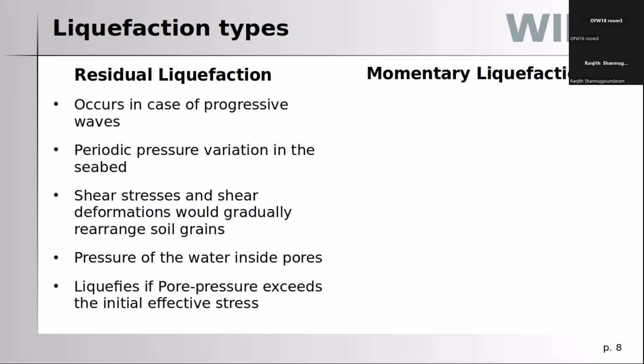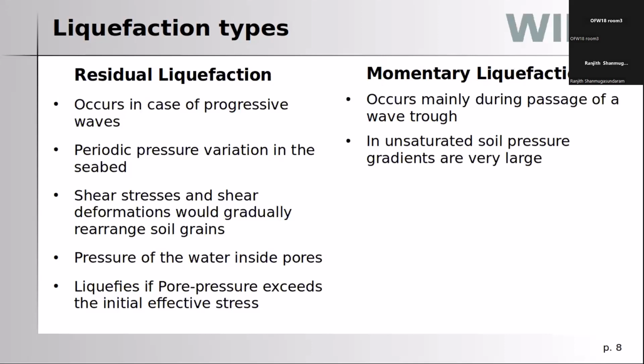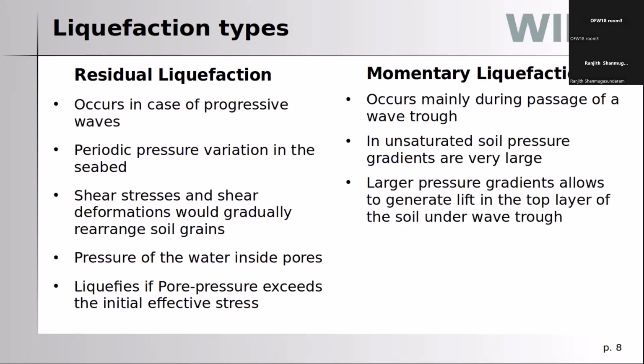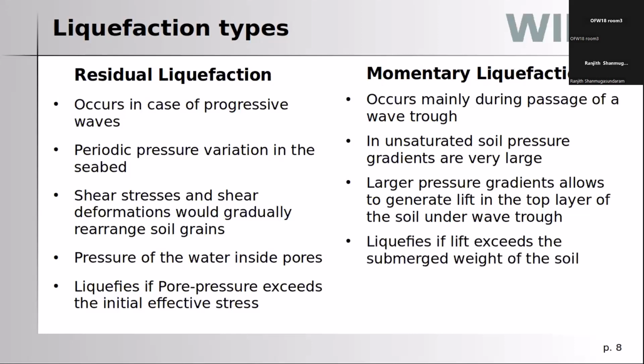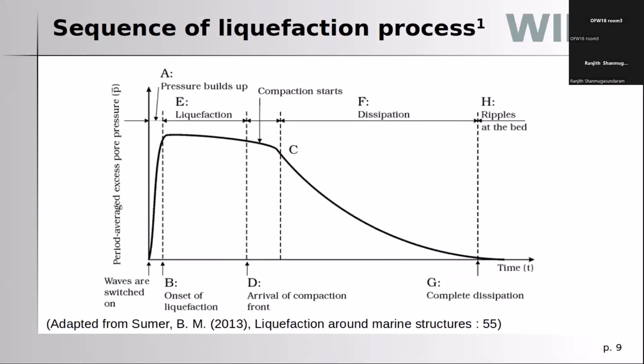And the next one is the momentary liquefaction, which mainly occurs during the passage of the wave trough. In that, in the unsaturated soil, the pressure gradients are very large. And the larger pressure gradients generate lift in the top layer of the soil under the trough. If this pressure is greater than the submerged weight of the soil, then momentary liquefaction occurs. This momentary liquefaction is actually a temporary event that lasts just for a short period of time, so we are not concentrating much on momentary liquefaction in our project.